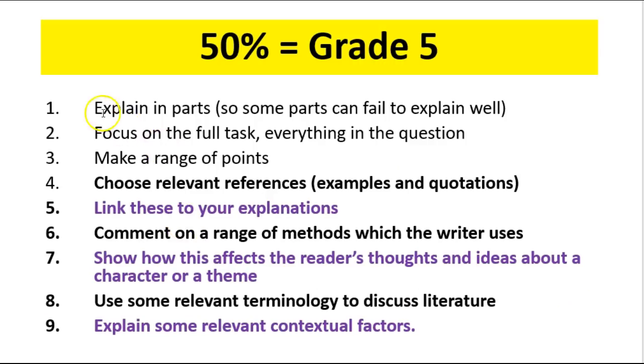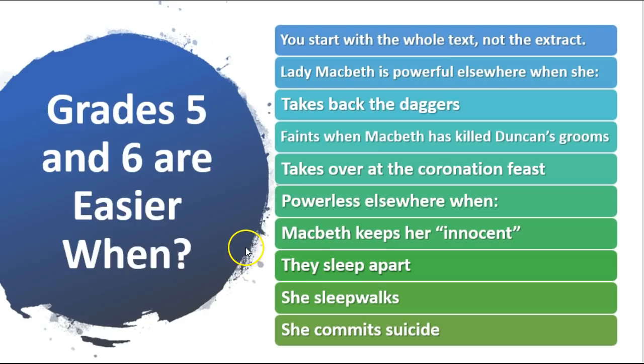And what happens then? Well, it means you explain in only parts rather than fully to get the grade 6. But it also means you don't write very much about the play as a whole. You kind of get bogged down into the extract. So this is the solution that I want you to practice. I want you to start your question not with the extract, but with the whole text. So this was a question about Lady Macbeth being powerful.